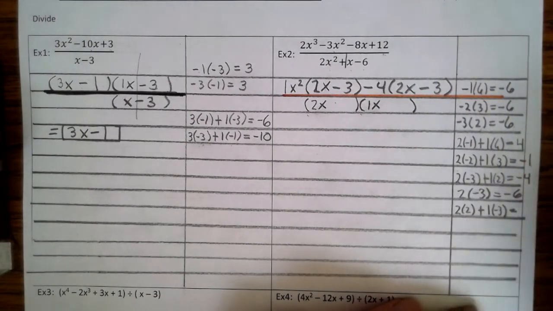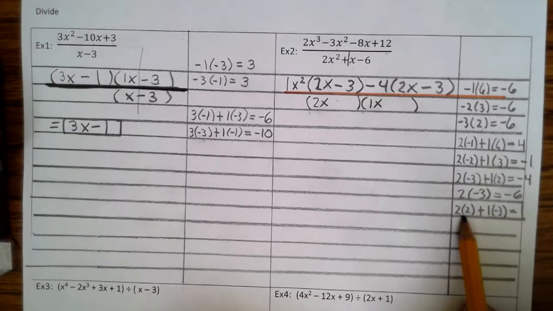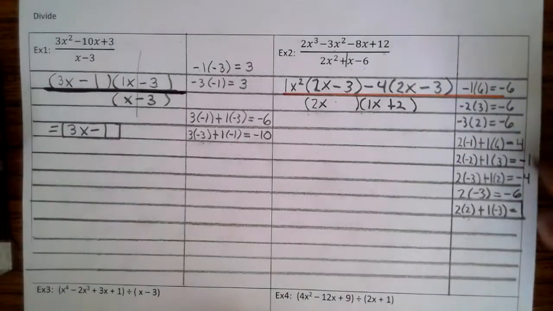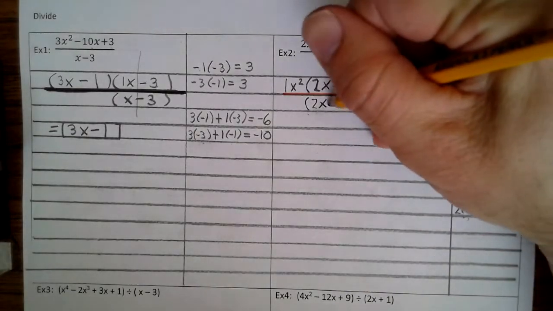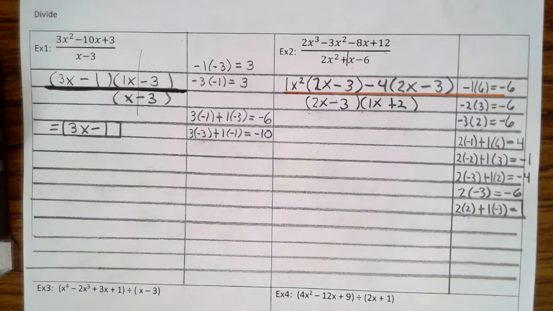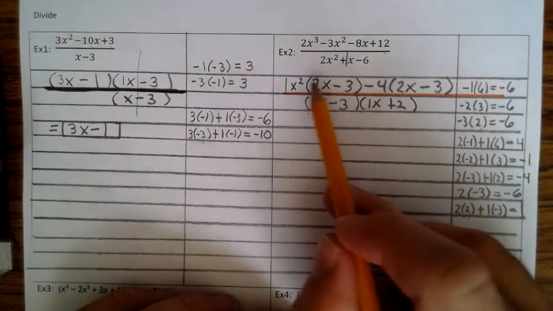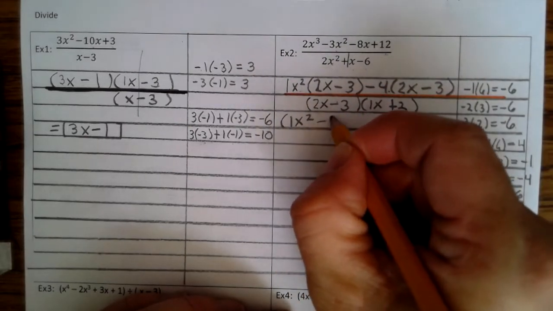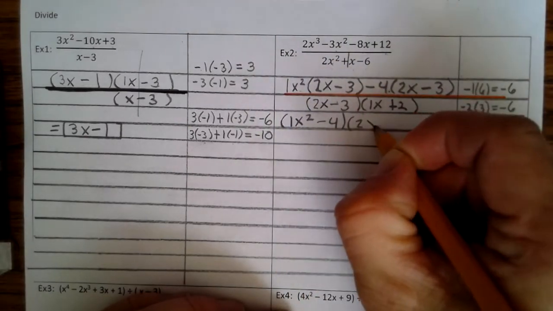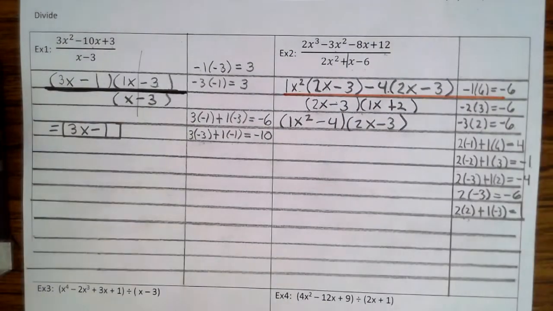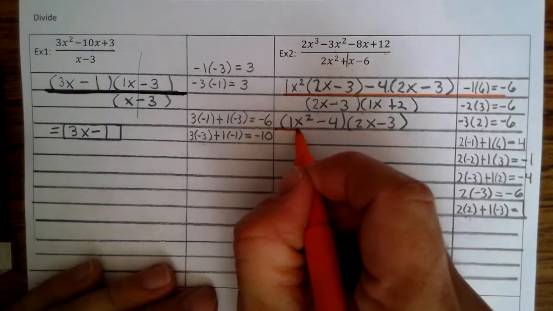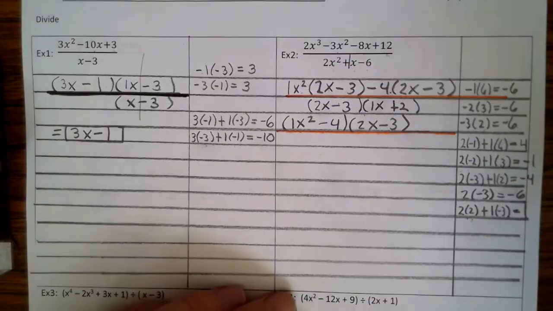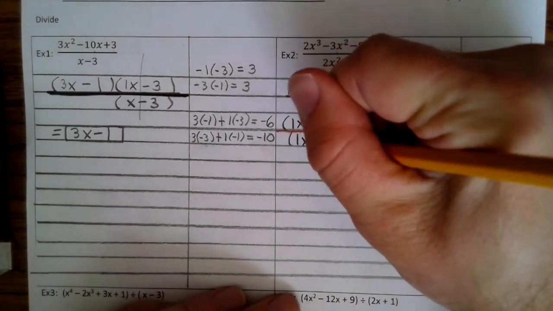Now notice we multiply 2 times the +2. So the +2 goes right here, and the -3 would go right here. Okay, so now we're going to group these together. So that's 1x squared minus 4 over 2x minus 3, divided by, I'm going to go ahead and put the 1x plus 2 here and the 2x minus 3 here.